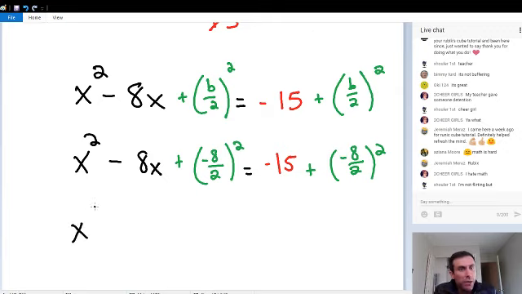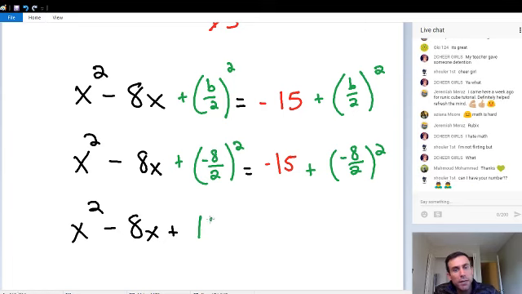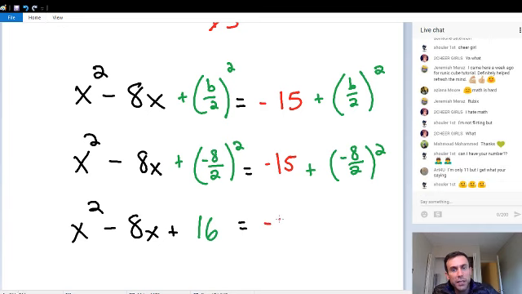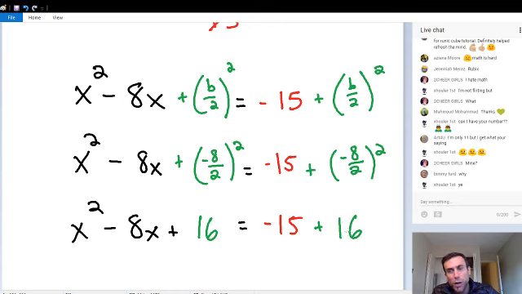On the left-hand side, we have x squared minus 8x plus negative 8 over 2, which is a negative 4. Negative 4 squared is going to be a positive 16. So this is equal to positive 16. And on the right-hand side, we have a negative 15 in red. So we have negative 15. And then we know in green, we have negative 8 over 2 squared, which is equal to positive 16. So this is a positive 16 as well.